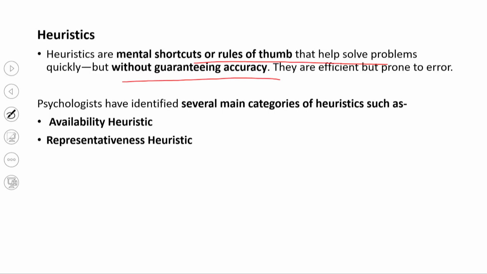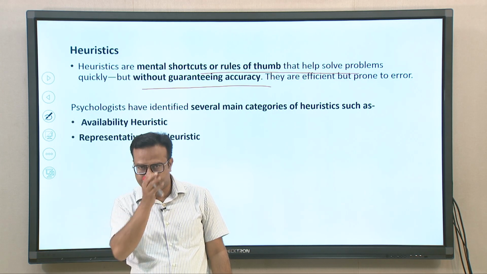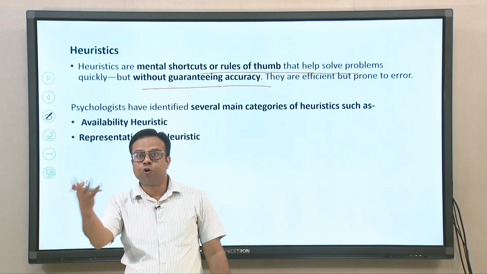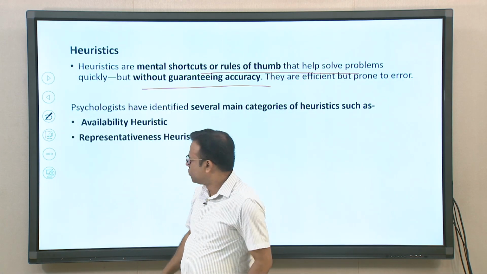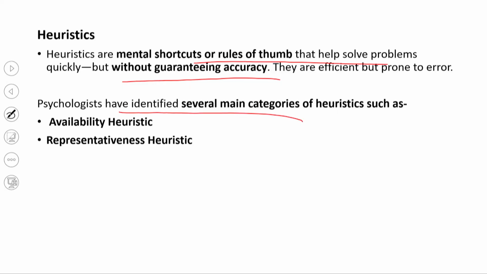In an algorithm there is a guarantee because you are going step by step. In a heuristic you are not going step by step, you are using shortcuts based on your experience, but there is no guarantee that using a heuristic you will solve the problem. It takes less time, but there can be errors in the solutions. So they are efficient but prone to errors. Psychologists have identified certain types of heuristics that we use to solve problems. One is the availability heuristic, another is called the representativeness heuristic.